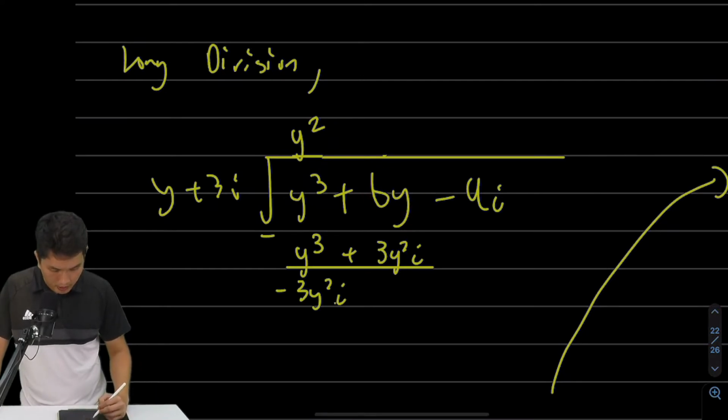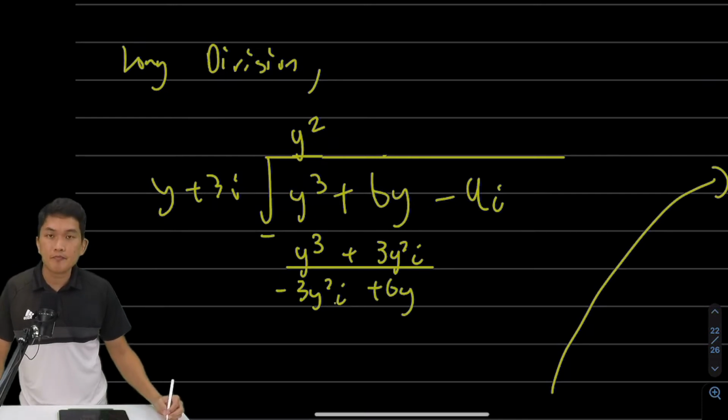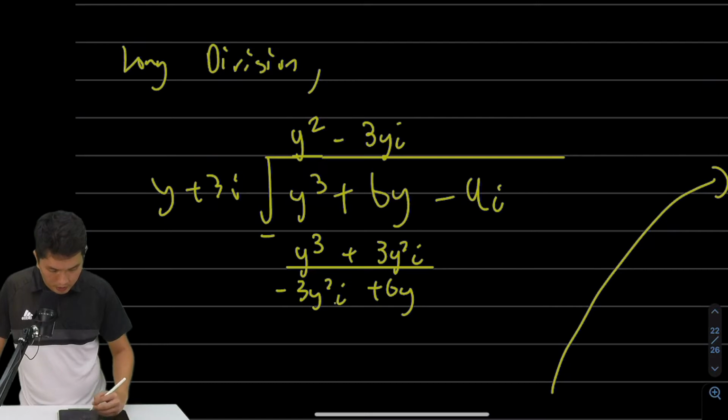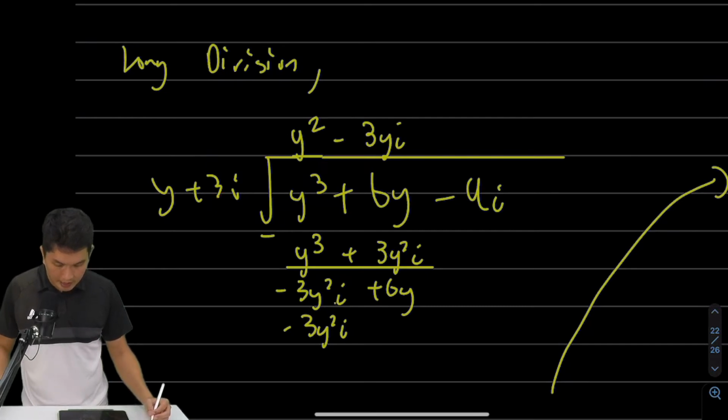Then 6y minus no linear terms, so that's just a positive 6y. Next, I want to resolve the leftmost term, negative 3y squared i. How do I get this? I need to multiply by a negative 3yi. Negative 3yi times y will give me a negative 3y squared i. Then taking this negative 3yi times 3i, that is a negative 9y i squared. I squared is equal to minus 1, so that's a positive 9y.